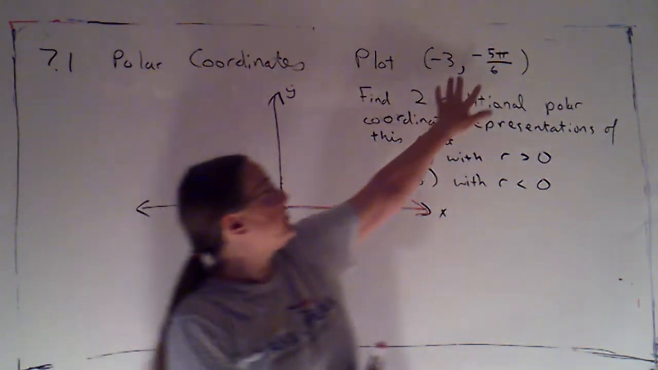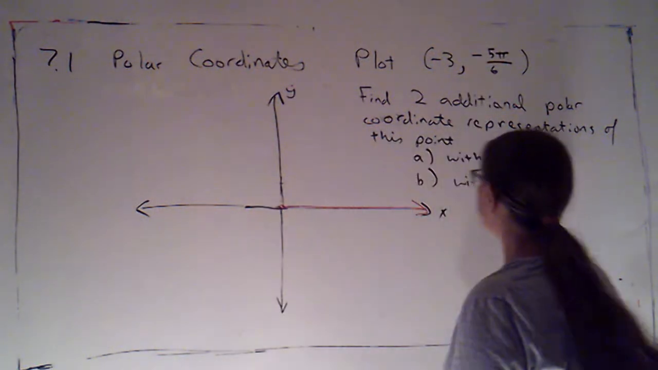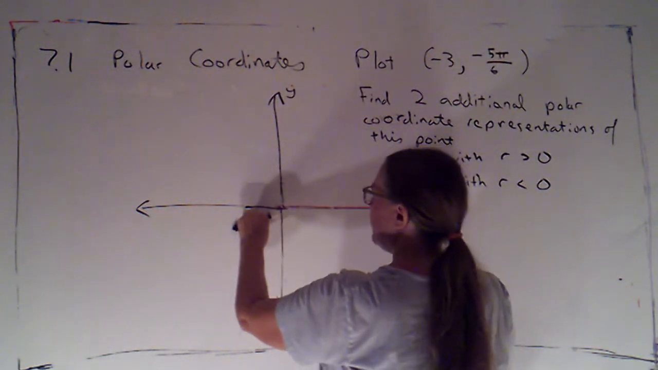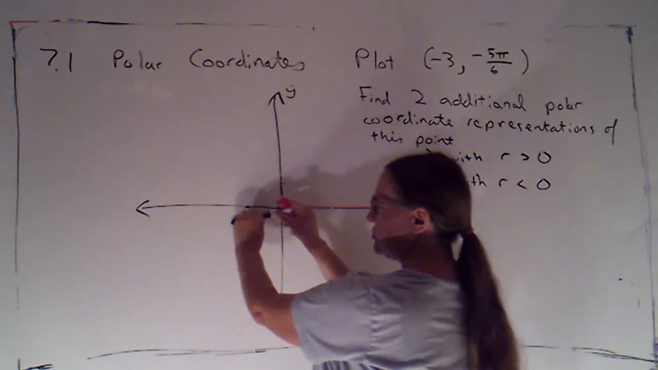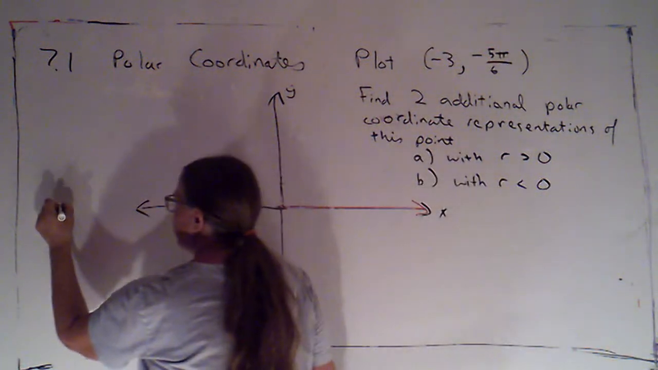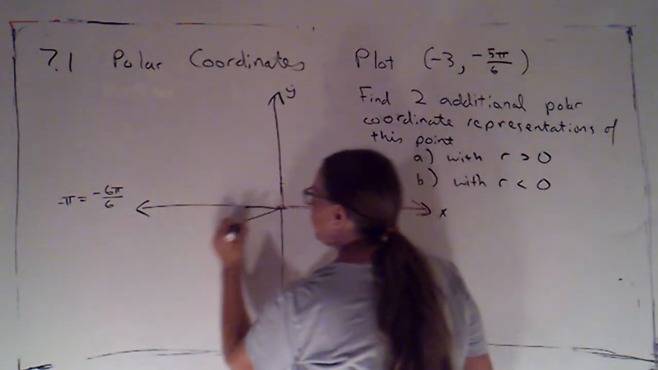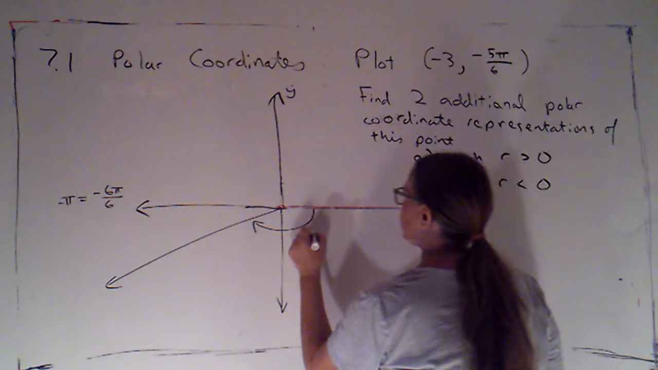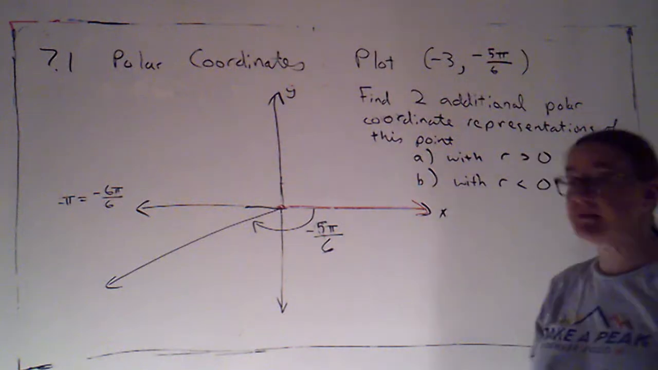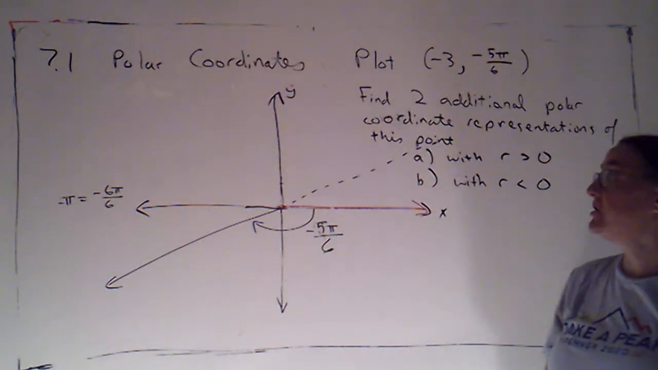Okay, so let's start with plotting the point. I'm going to start by drawing the ray that determines my positive direction. So since my angle is negative, I'm going to rotate -5 pi over 6. That's going to be just shy of -pi, because that would be -6 pi over 6. If I want to, I can remind myself of that. So -5 pi over 6 would look like so. So that ray is determining the positive direction, and then the opposite direction is, of course, the negative direction.